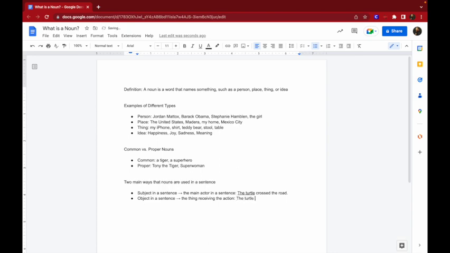The turtle crossed the road. Now, the object in this sentence is the road, which is another noun. It's a thing or place, depending on how you define it. And it's receiving this action. So meaning that the turtle crossing is happening on the road. It's the object of what the turtle is doing. It's crossing that road. So these are the two main ways that nouns operate in sentences.